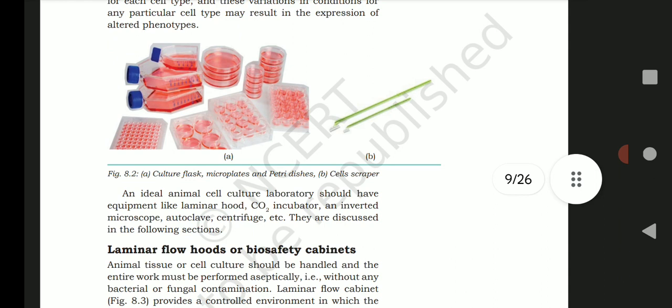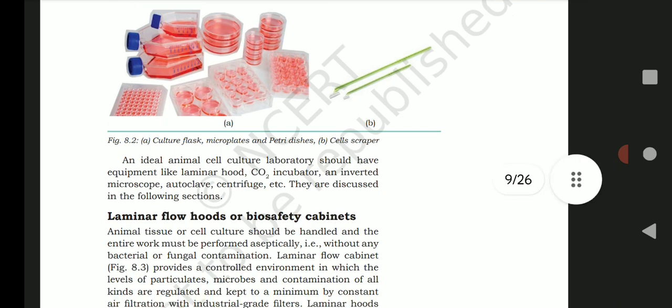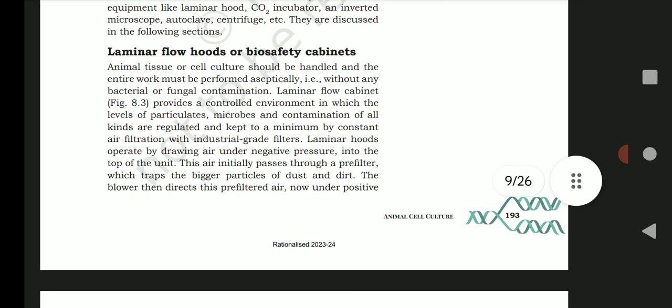So normally an ideal cell culture laboratory should contain equipment such as a laminar flow hood, carbon dioxide incubator, inverted microscope, autoclave, centrifuge, etc. So these are all the various equipment. Let us discuss in detail the laminar flow hood or biosafety cabinet.